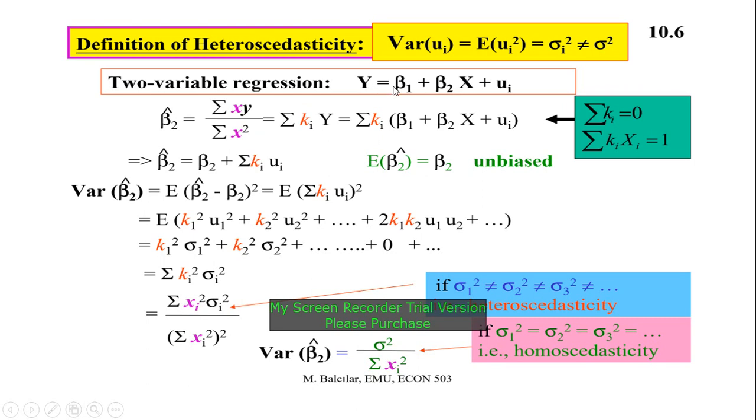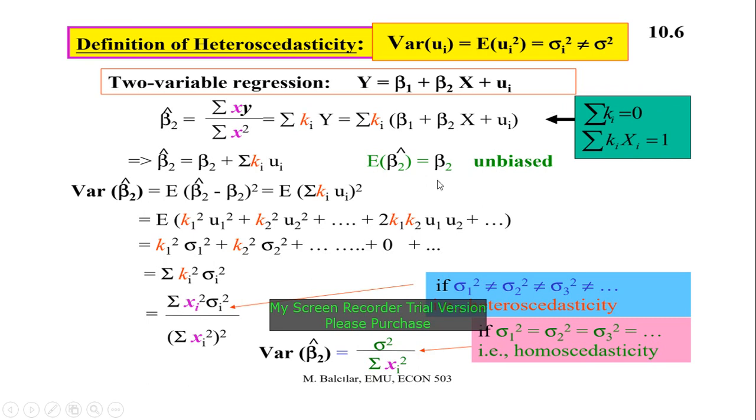Now we substitute this y here. When we substitute the y here, we end up getting summation of ki into bracket beta 1 plus beta 2 x plus ui. But we can recall from last semester that summation of ki is equal to 0, and when we sum ki xi, we are supposed to get what? 1. Okay, so we should recall that.